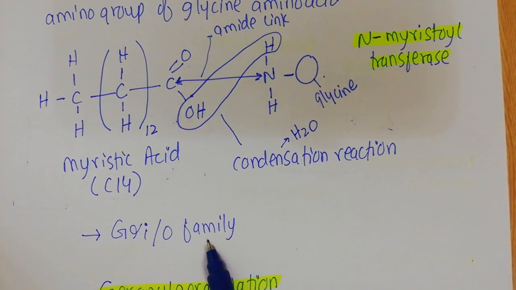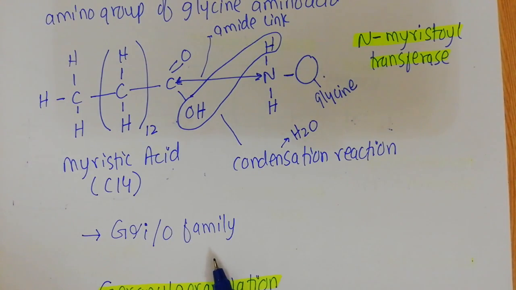Now, in this particular family, if you look at the primary sequence of the alpha subunit, the first amino acid is glycine. You may be thinking how the first amino acid can be a glycine. Usually, when a protein is made, the first amino acid in all proteins is methionine. But during post-translational modifications, some of the amino acids are removed.